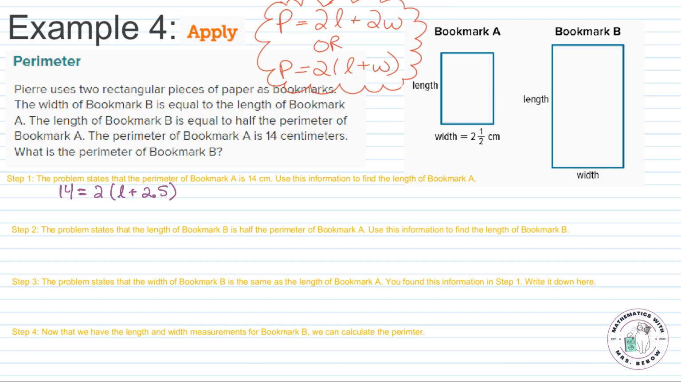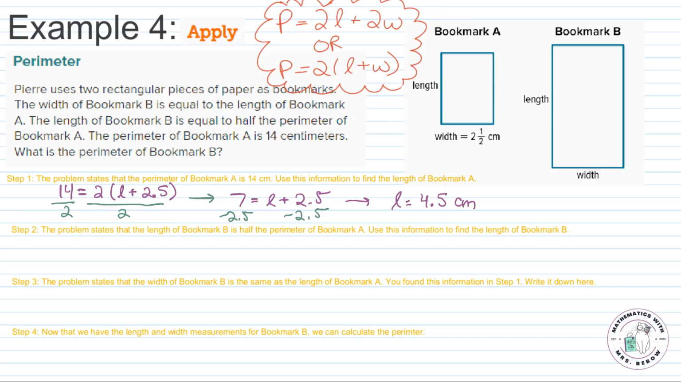And now at this point we're going to solve for L. To solve this we can divide both sides by 2. We'll have 7 equals the length plus this 2.5. And to get L by itself, we're going to subtract 2.5 from both sides of our equation. So subtract 2.5, subtract 2.5, and we find that the length of bookmark A is going to be 4.5 centimeters, right? So this is the length of bookmark A.